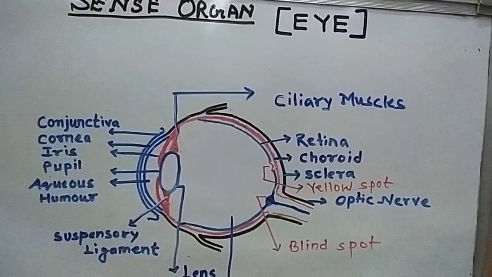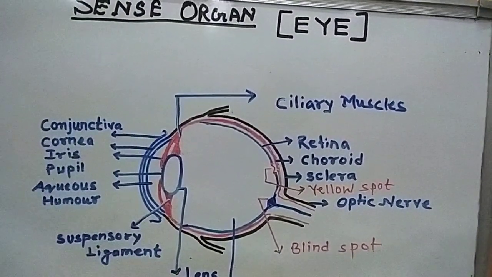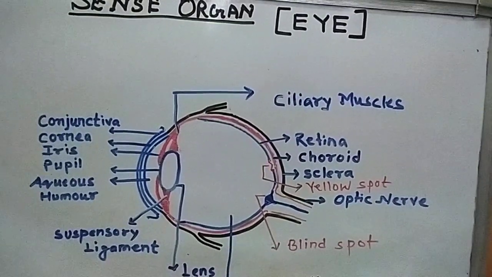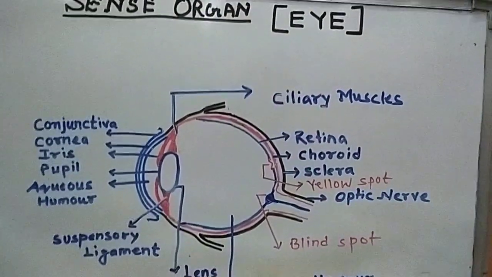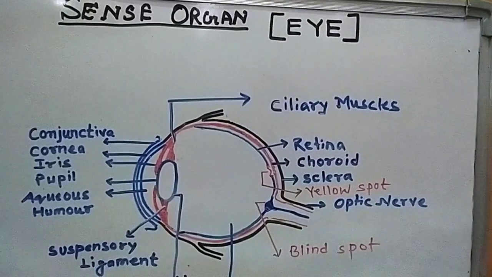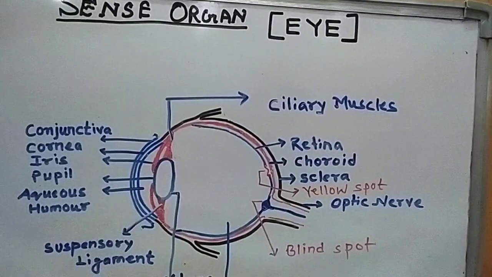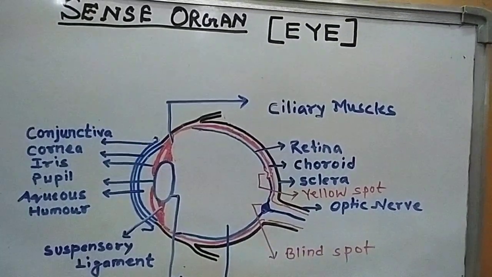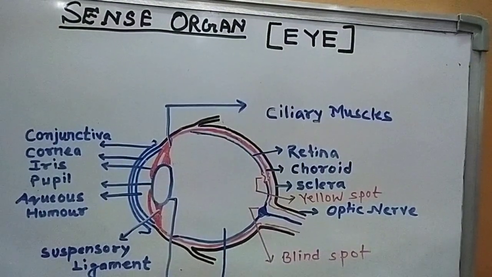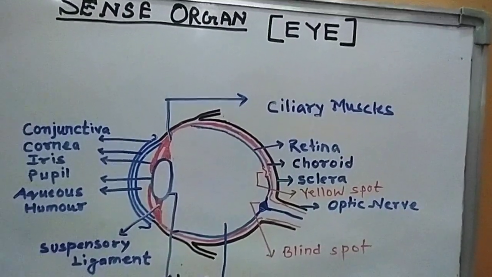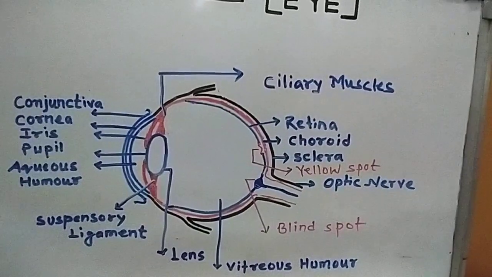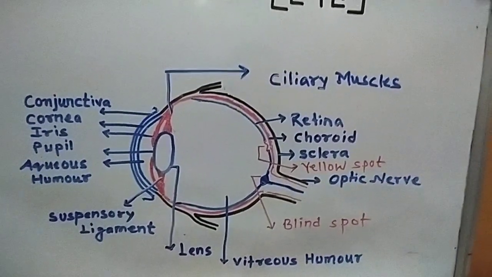Just lateral to the yellow spot on the nasal side, there is a structure called the blind spot where no sensory cells are present, so there is no vision at this site. And just at this point, the nerve fibers from the sensory cells of the retina converge and move out of the eyeball in the form of the optic nerve that carries the impulses to the brain.